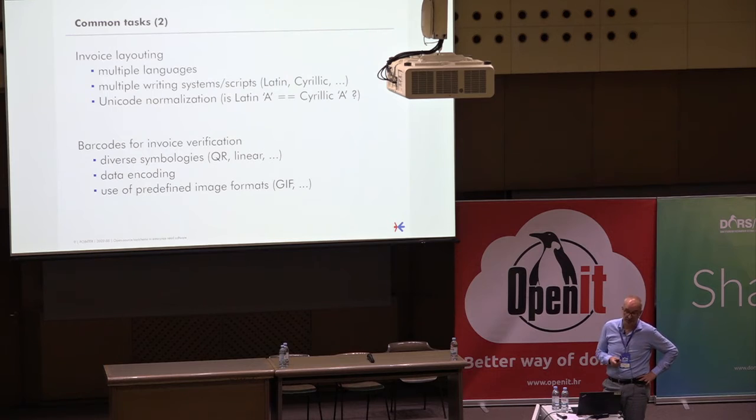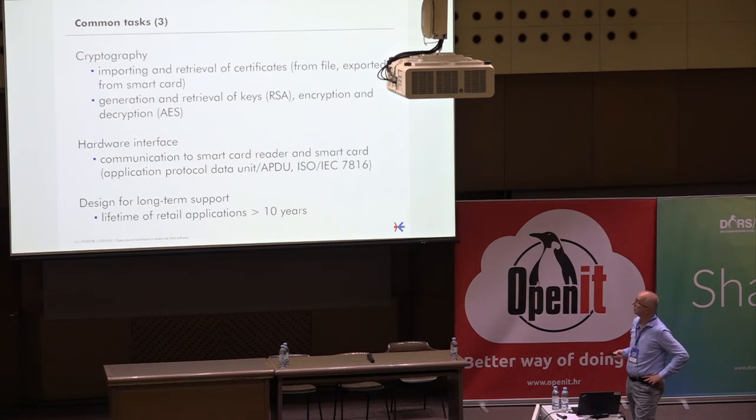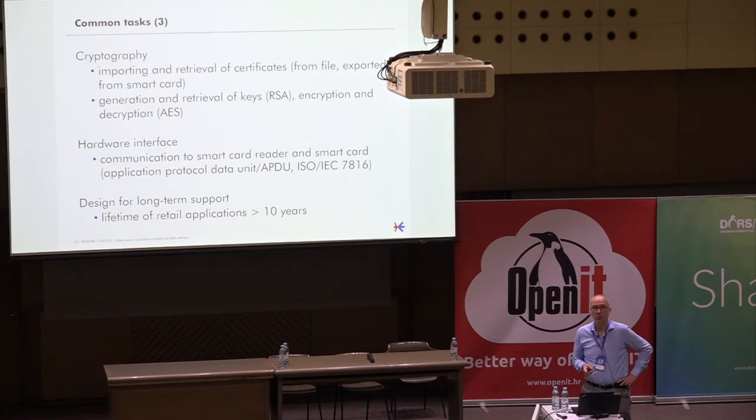We deal with barcodes. They are commonly used for invoice verification. In multiple territories, we have diverse symbologies, diverse data encoding, use of very different image formats for that. Maybe just to identify some of the more tech stuff. Cryptography, obviously. How to import and retrieve certificates from a file, from a smart card. How to generate, retrieve keys, use encryption, decrypt something.